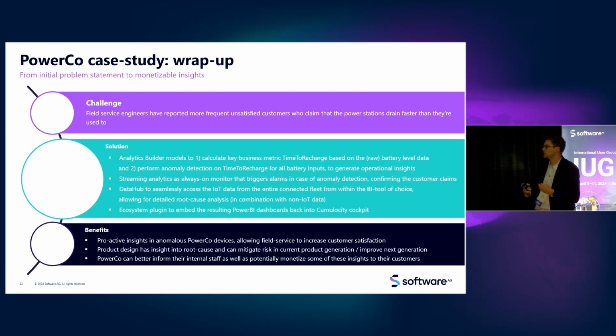And last but not least, Chris also showed that ecosystem plugin to embed the resulting Power BI dashboard back into Cumulocity. So all in all, the benefits for PowerCo were proactive insights into what was going wrong, having the product design team gain insights into the root cause of what is going wrong and mitigate it for potentially the current generation or the next generation, and also inform their internal staff better, as well as potentially monetize some of the things.